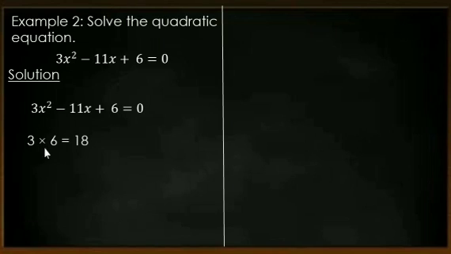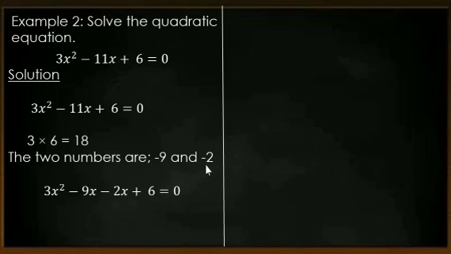So when you multiply 3 and 6, you'll have 18. Remember, now that you have gotten 18, you are looking for two numbers such that when you multiply them, you will have 18, and when you add them, you will have minus 11. Okay? So the two numbers are minus 9 and minus 2.